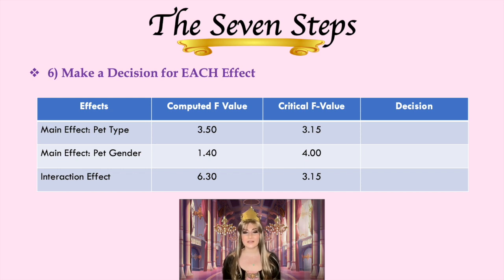It looks like that one is larger, so we're going to reject null and conclude that pet type does have a significant effect on an owner's level of happiness. The second independent variable was pet gender.